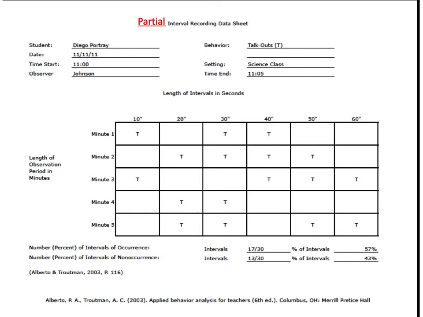And as this is a partial interval recording, the teacher observed if Diego's talk out occurred any moment within each 10-second interval. And the teacher marked T as occurrence. And later, the teacher reported that Diego's talk out occurred at 17 intervals out of 30 total intervals. Therefore, the percentage of occurrence was 57%. This is how we use the partial interval system.